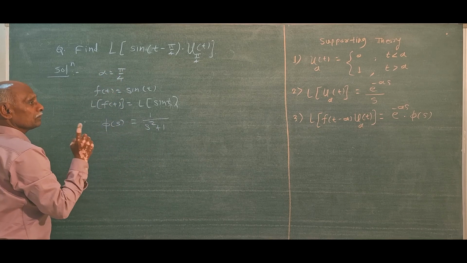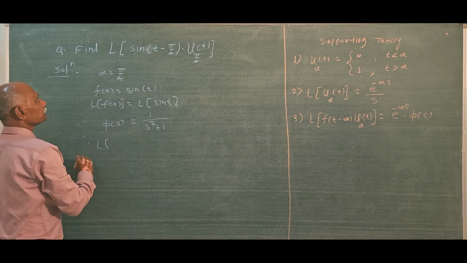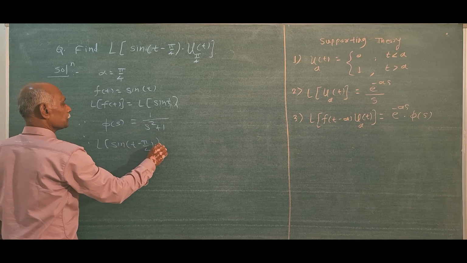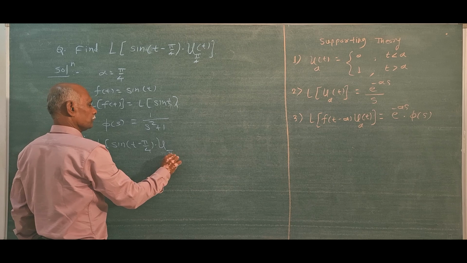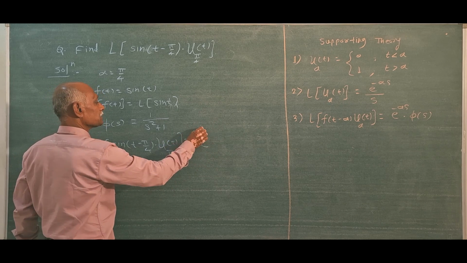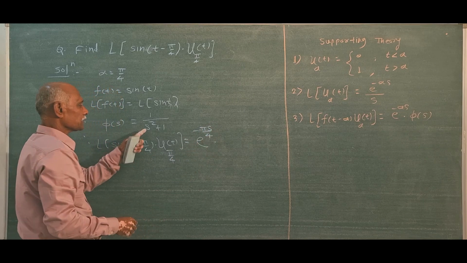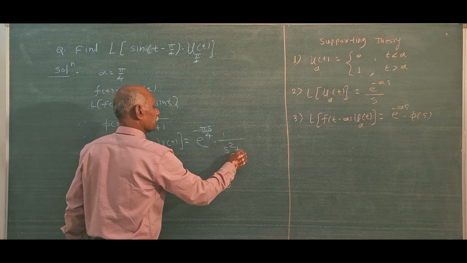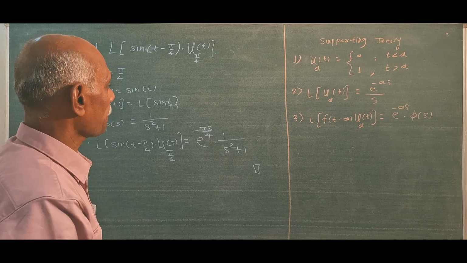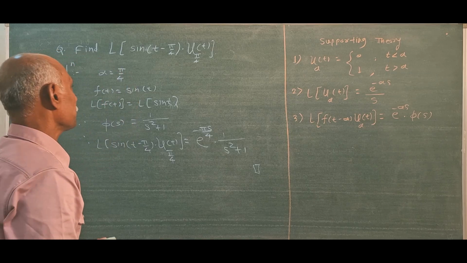We substitute in the formula, this one, and therefore Laplace of sin into bracket t minus pi by 2, bracket close, into u pi by 4 at t is equal to e to the power, e is compulsory, minus as, but a is pi by 4, so minus pi s by 4, and compulsory this value 1 divided by s square plus 1. So this is the problem for practice, right? Again, this is Laplace transform by using the second shifting property.